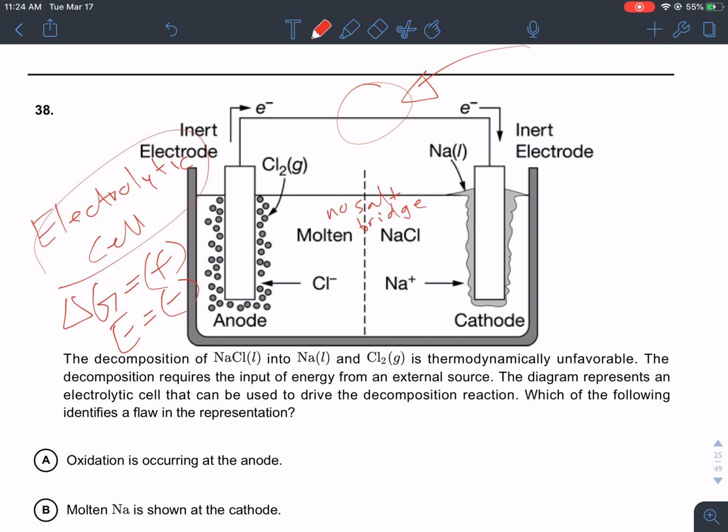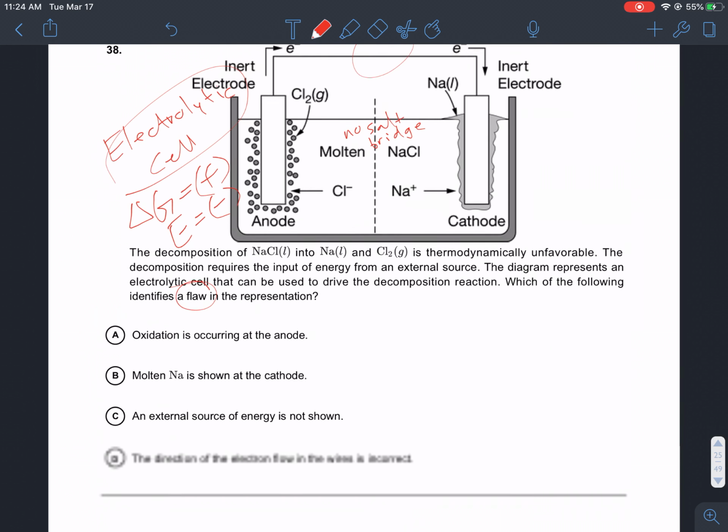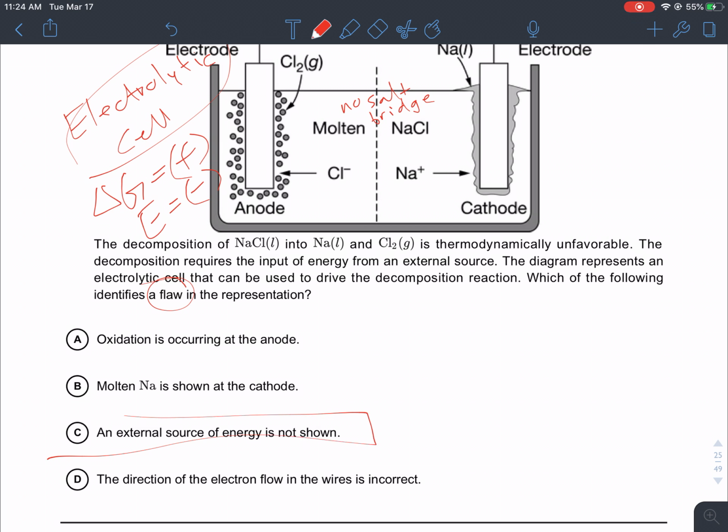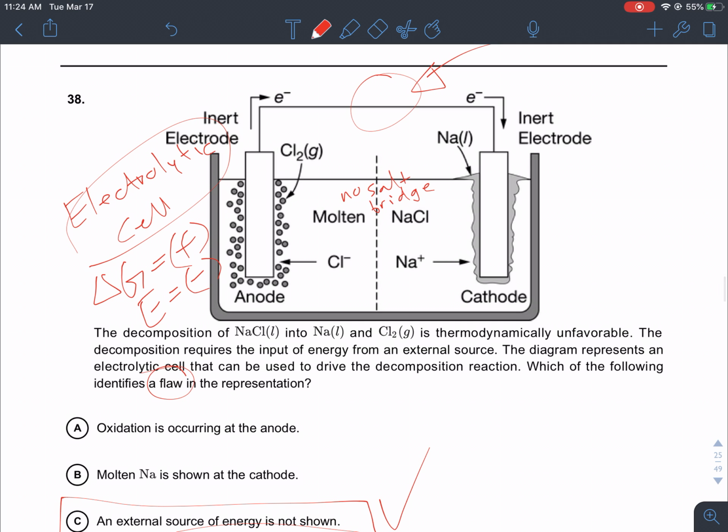Which of the following identifies a flaw? A flaw. We've been talking about this from the beginning. What's the flaw in the representation? Where's your external source of energy? This is an electrolytic cell. I demand that there be power being put into this, or this will not happen. It won't.